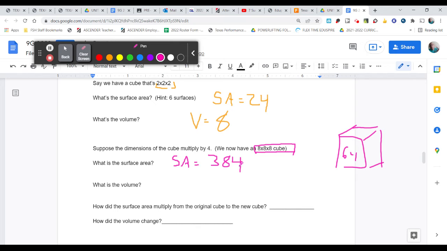Is that it right there? That's the volume. The volume's 8 times 8 times 8. Look, don't worry about the formulas right now. It's not important. I'm getting to it. Trust me. The volume, I believe, is 512.